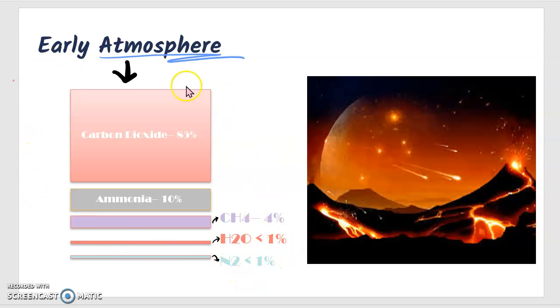You notice that there is no oxygen in the early atmosphere. And that's also the reason why we can say there were no animals during that time.